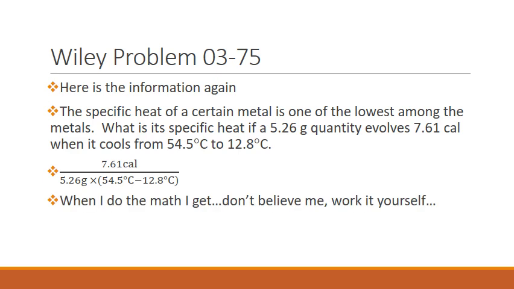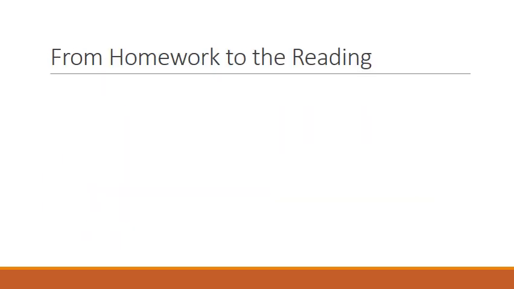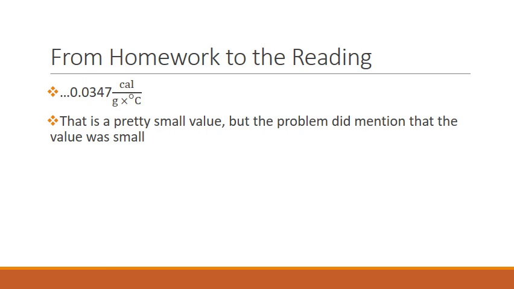Do the math, 7.61 divided by 5.26. Take that number divided by 54.5 minus 12.8. Go ahead and work it yourself. Maybe press pause. Work it yourself. See if your answer matches mine. Maybe I'm wrong. I get 0.0347 calories per gram degree C. Our given information is 3 sig figs. Final answer, 3 sig figs. All we do is make the units work. That's a pretty small value, but the problem did mention that the value was small. Passes the common sense check.